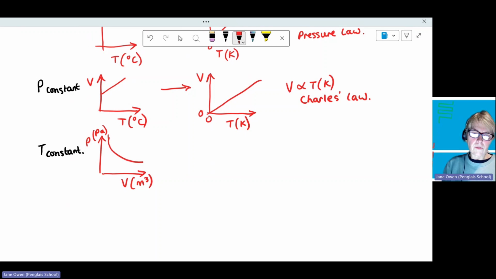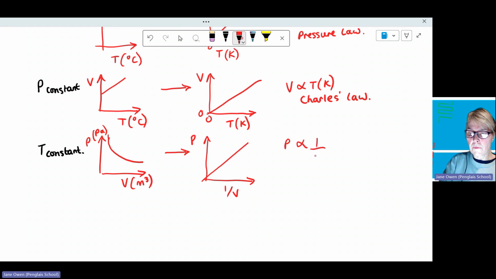and if we plot 1 over volume instead of volume, so pressure against 1 over volume, we find that it's a straight line going through the origin, i.e. the pressure is proportional to 1 over volume. We can say that the pressure is inversely proportional to volume because we're getting a straight line through the origin 0, 0. And this is called Boyle's law.